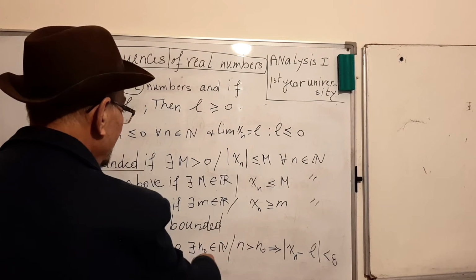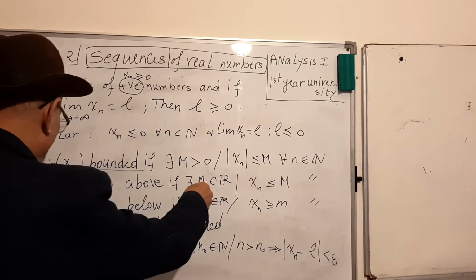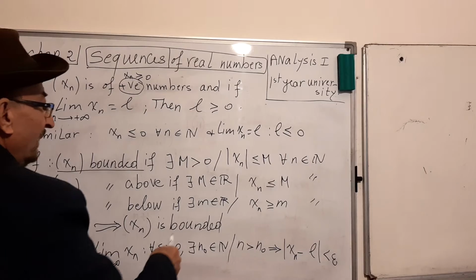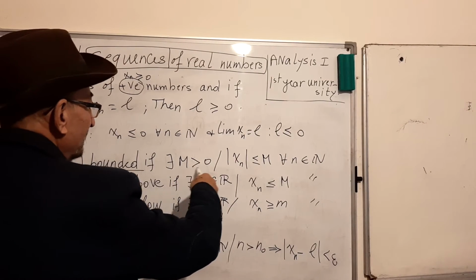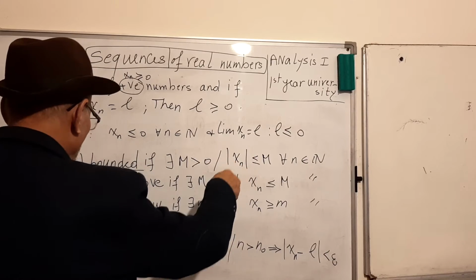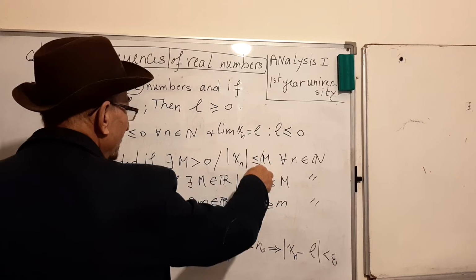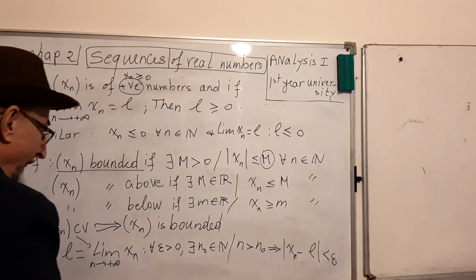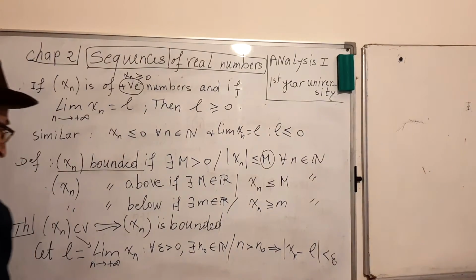We must find M belonging to R, M strictly positive, such that the absolute value of xn is less than M. We must find M.